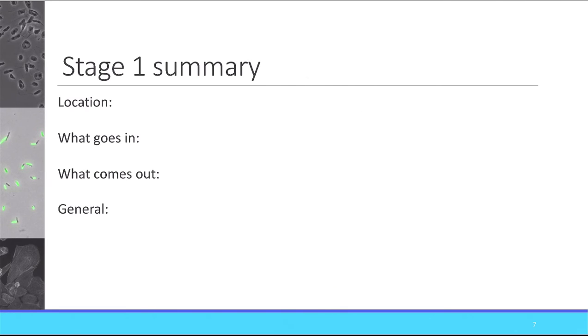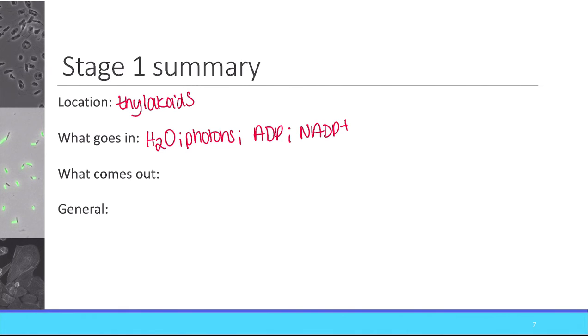Just like we did in aerobic respiration, we're actually going to do a summary at the end of each stage. So for the location, this happens in the thylakoids. And what goes in? We have water that goes in. We have photons, so our light energy. We have ADP and NADP+. And what comes out? We get oxygen, and our total ATP is 18 ATP and 12 NADPH.